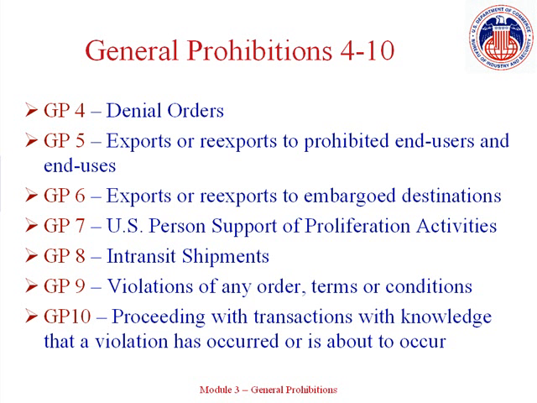Here's a summary of General Prohibitions 4 through 10. We'll begin our discussion with General Prohibition 5, exports and re-exports to prohibited end users and end uses. Then we'll discuss General Prohibition 7, which relates to U.S. persons' support of proliferation activities. We'll then discuss denial orders under General Prohibition 4 and embargoes under General Prohibition 6. Then we'll take a look at the remaining prohibitions.